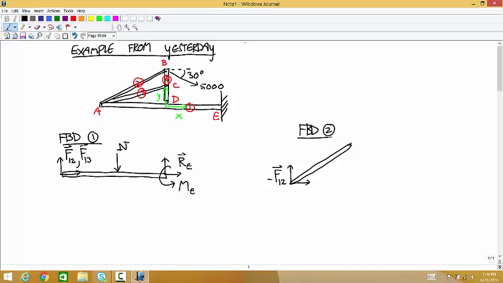And then up at B, we have the force on 2 by 4. And then at B, member 2 is the lowest numbered member. So that 5,000 Newton force is being applied to member 2. So we also have the 5,000.